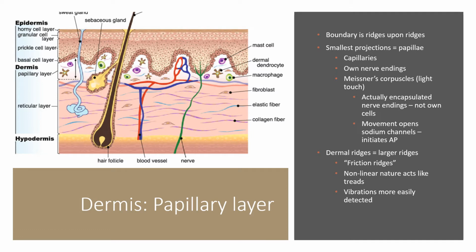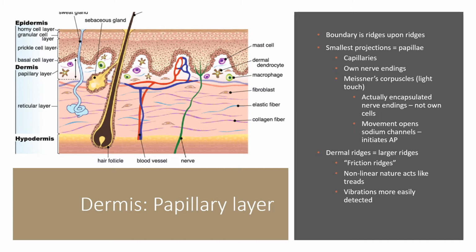Your fingerprints, you can see, if you look very closely at, say, your forefinger, you can see all those little bumps and grooves that make a nice wave pattern. Inside of each one of those bumps and grooves, you can see more little bumps and grooves if you had a strong enough microscope. That's what we're talking about here with ridges upon ridges.